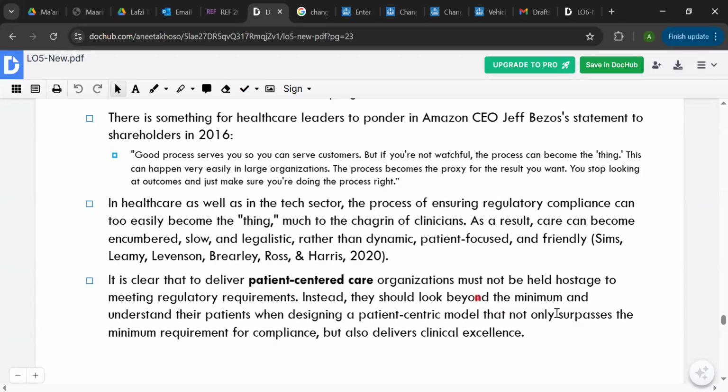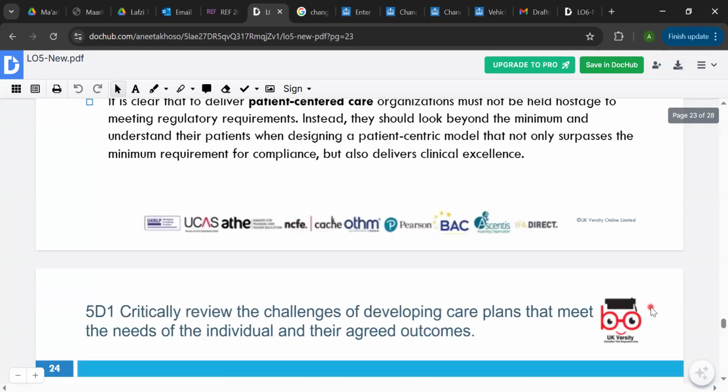So, when you have a patient centered care organization, they must not be held hostage to meeting regulatory requirements. Instead, they should look beyond the minimum and understand their patients when designing a patient centric model that not only surpasses the minimum requirement for compliance but also delivers clinical excellence.